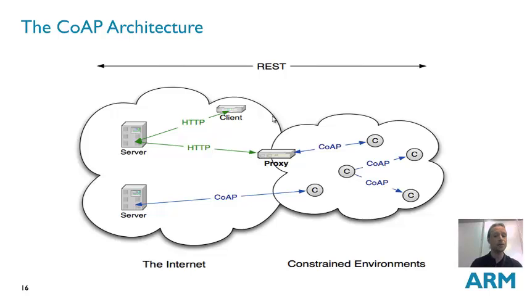The architecture is pretty straightforward. You can use CoAP peer-to-peer between devices. You can use CoAP between a device and a service on the internet, or you can proxy somewhere on the edge between a device and a service and use HTTP for part of the interaction.